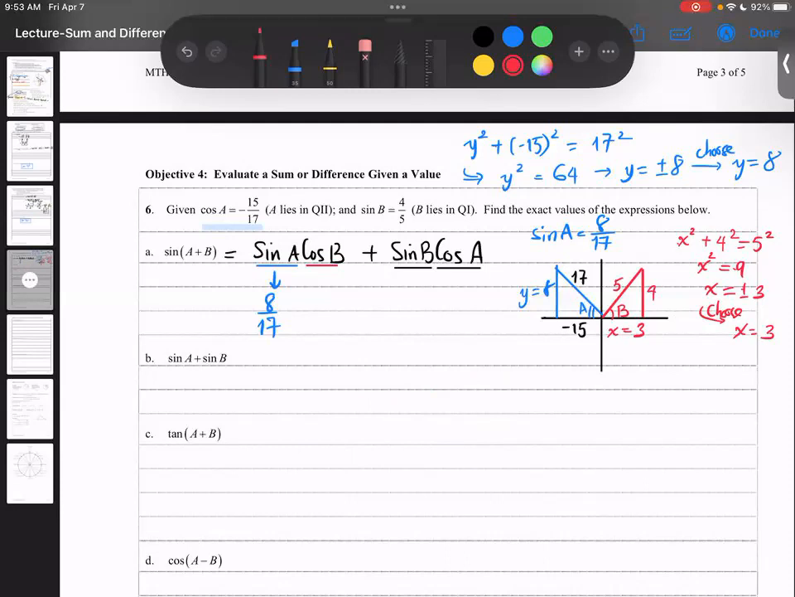Now I can evaluate cosine of B, which is adjacent, 3, over hypotenuse, which is 5. So this right here is 3 over 5. You know what sine B is? Sine B is 4 over 5. Cosine A is negative 15 over 17. Make sure the multiplication is between them, and between the two groups is plus.